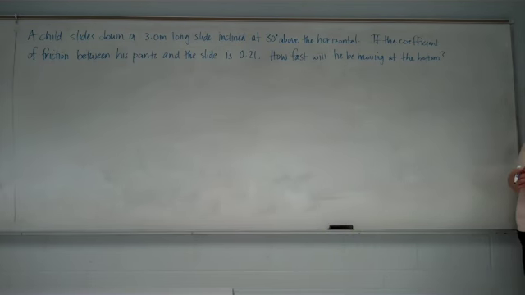So I have a child sliding down a 3-meter long slide, inclined at 30 degrees above the horizontal. The coefficient of friction between his pants and the slide is 0.21. Now that's the coefficient of kinetic friction. How fast will he be moving at the bottom? Let's also assume he started at rest, so he didn't get a running jump on the slide.